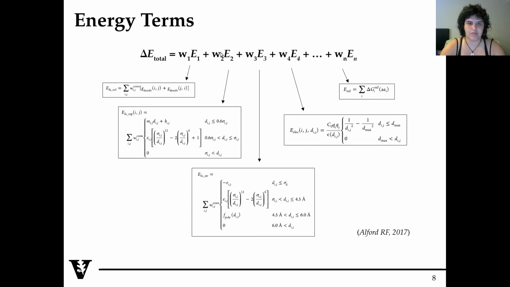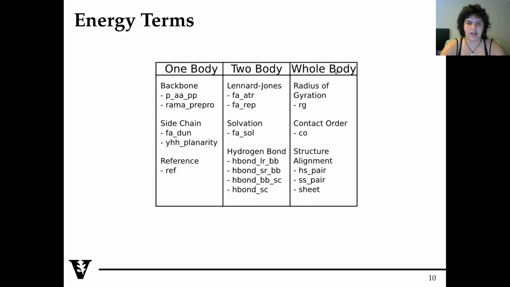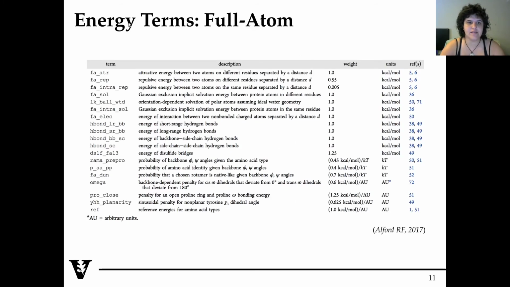Before entering into detail about energy terms, let me tell you that they can describe a single body, or they can be a relation between two bodies, for example two atoms, such as a hydrogen bond, or they can describe the whole body. Here are examples for each of them. For one body, the backbone, for example, is considered one body. For two bodies we have Lennard-Jones, which calculates the energy between two atoms based on the distance. And for whole body we have, for example, the radius of gyration. Now, this is a list of the more common energy terms that are used.